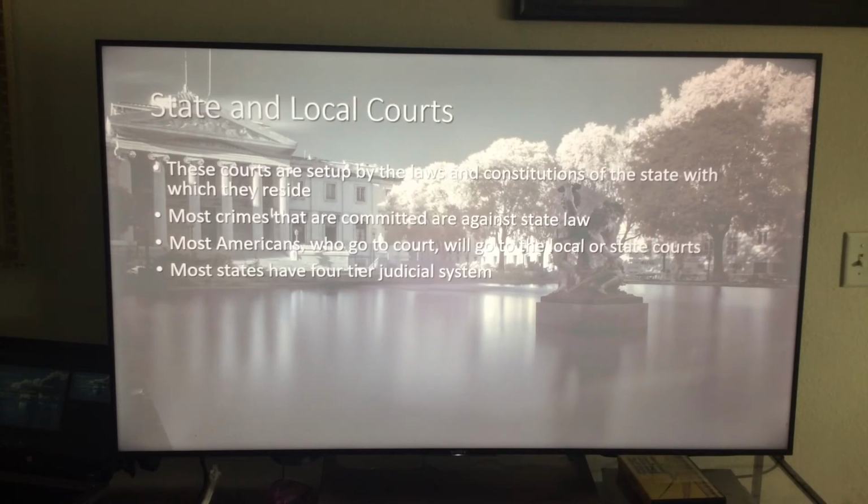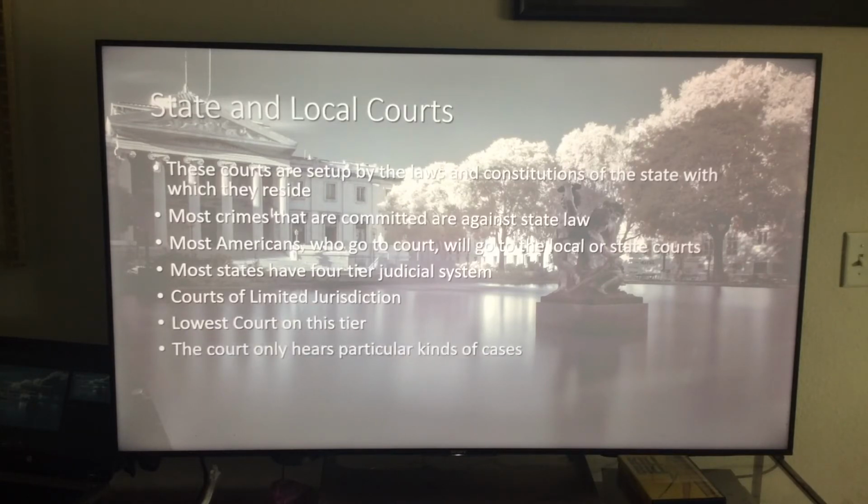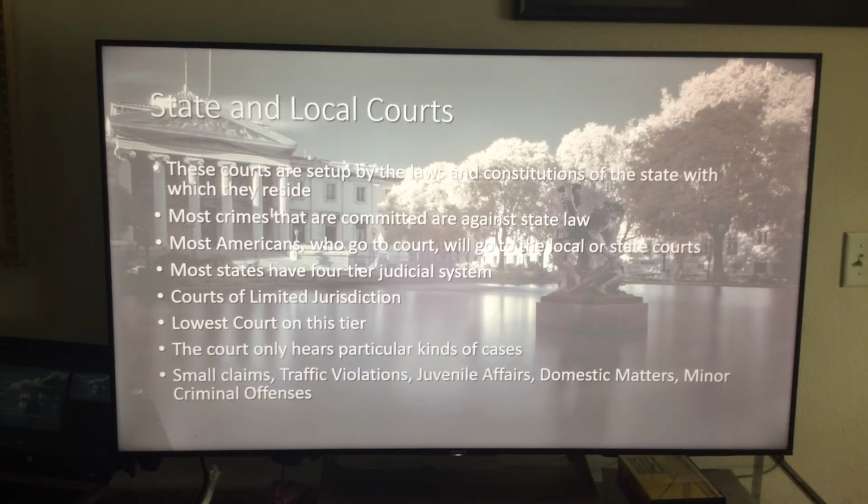Most states have a 4-tier judicial system, so there are 4 levels to the California system. The lowest level are courts of limited jurisdiction, so they're limited in their scope and what they oversee. So lowest court. Particular types of cases, so what we're looking at is your traffic violations, small claims, juvenile affairs, domestic matters, minor criminal offenses. So when you get pulled over for speeding, your name actually shows up in court when they render a fine. So these are courts of limited jurisdiction.